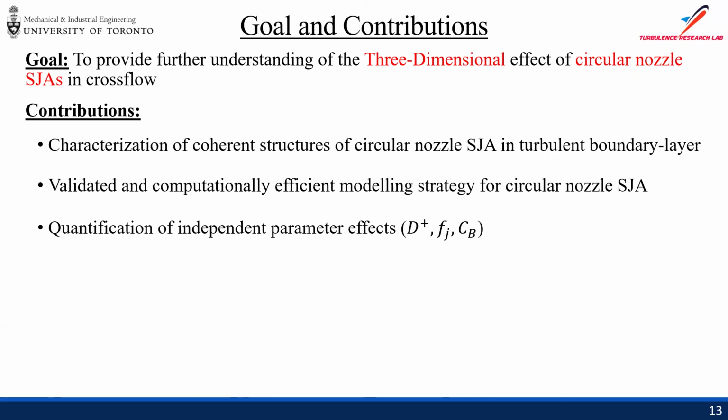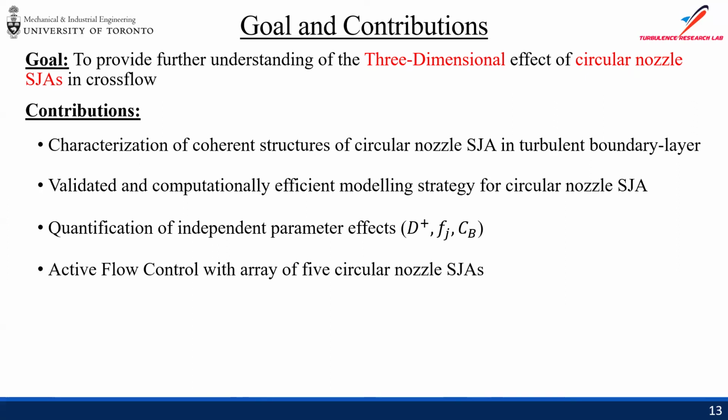Then, leveraging the first two contributions, I extended my investigation into looking at boundary layer height ratio, actuation frequency, and also extending the blowing ratio strength effect. Then finally, applying active flow control with an array of 5 circular nozzle SJAs onto a circular cylinder to look at the span-wise effect.